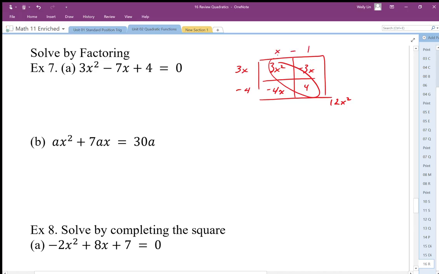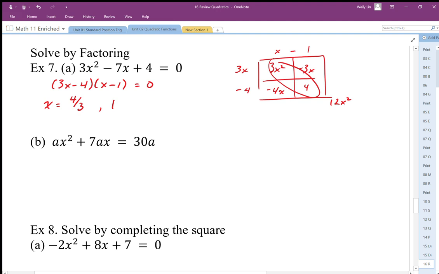Just double check that works. 3 times x, the greatest common factor is 3x. Greatest common factor here is negative 4. Yeah, so that all works out. So I can factor this into (3x minus 4)(x minus 1) equals 0. So from the first bracket, we can say x equals 4 over 3, and x equals positive 1. The quadratic formula also gets that, but since this is factorable, this tends to be a much easier way to solve it.